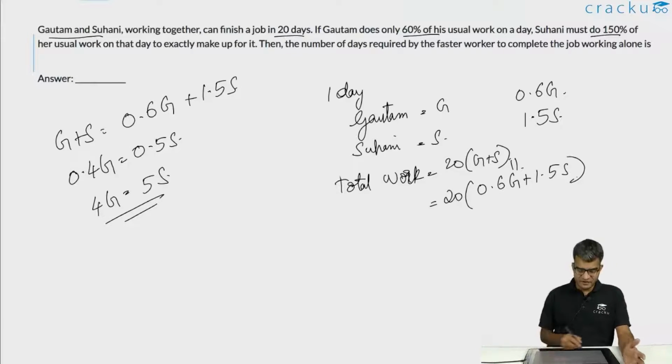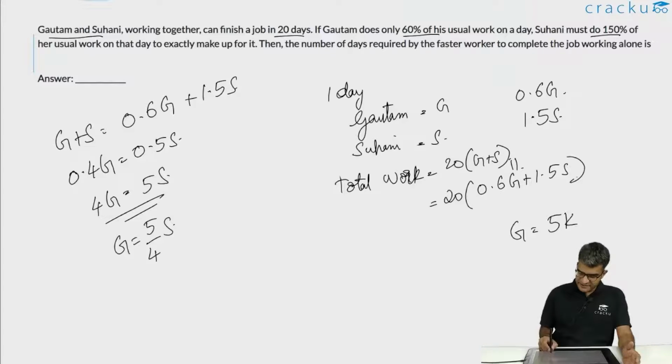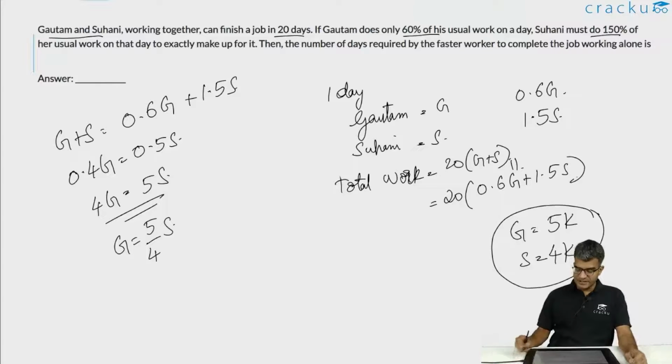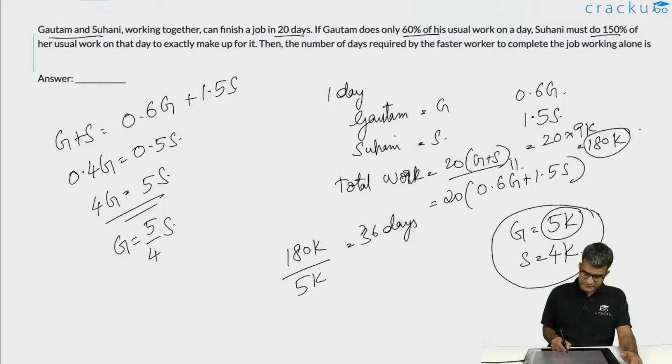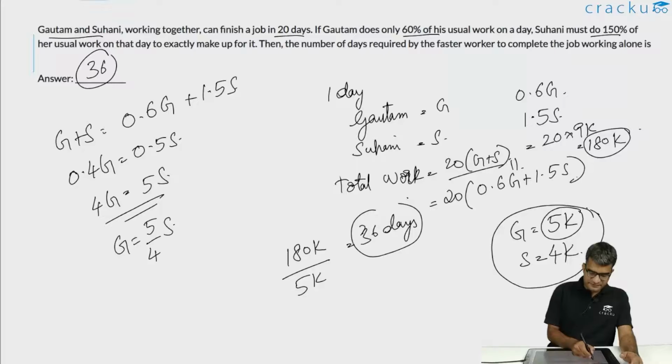In this kind of an equation, we know that the value of G is equal to 5 by 4 times the value of S. Let us assume that G is equal to 5k and S will be equal to 4k. So the total work that needs to be done is 20 times (G plus S), which is equal to 20 times 9k, which is equal to 180k. The faster person does 5k units of work every day. So the number of days that person is going to take, which is Gautam, will be 180k divided by 5k, which is equal to 36 days. So the answer for this question is 36.